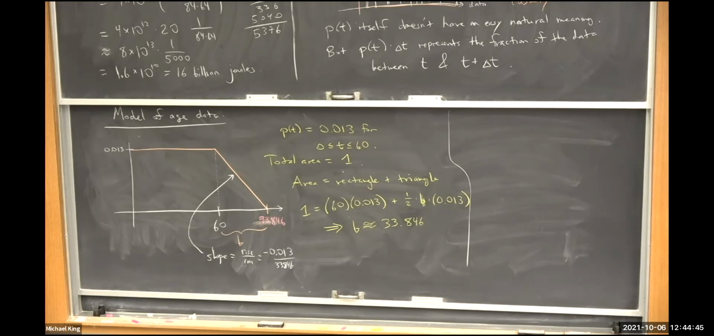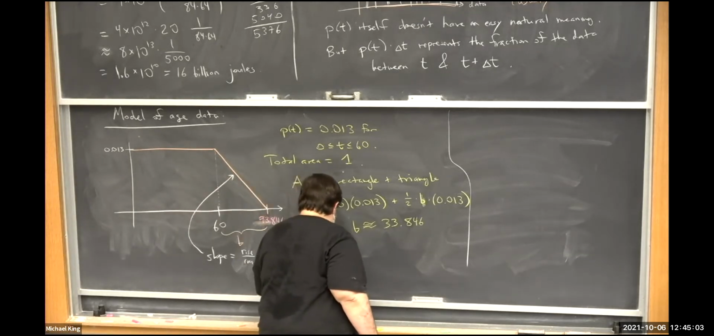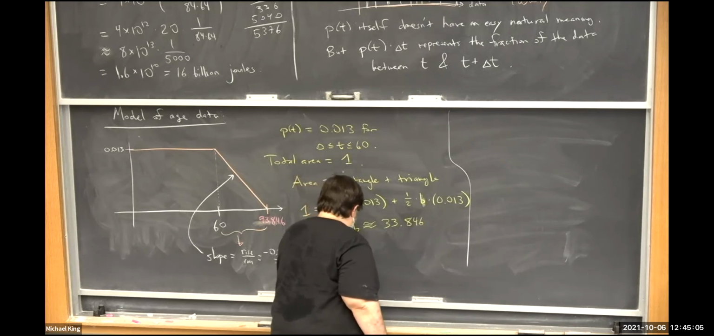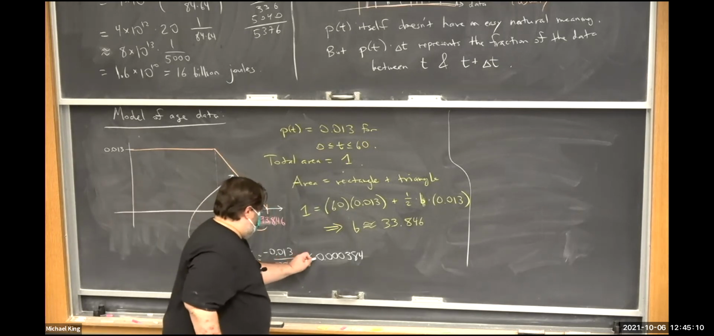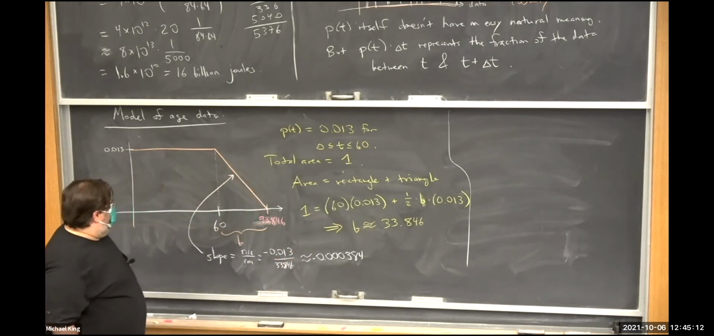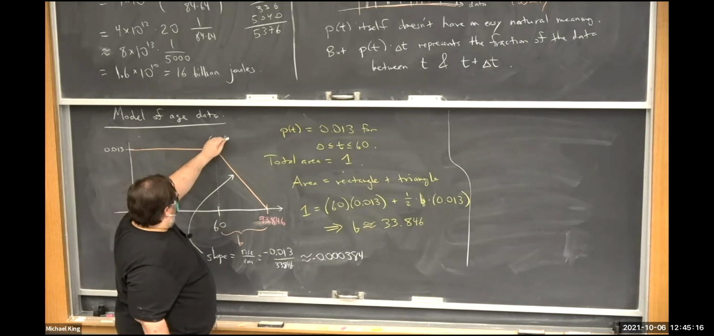Let me ask. 3.846. Am I doing this right though? 0.00003. I'm tempted to use powers of 10 again, but let's see. 0.000384. Okay, so that negative number is the slope. What's this point? This point has coordinates 60, 0.013.